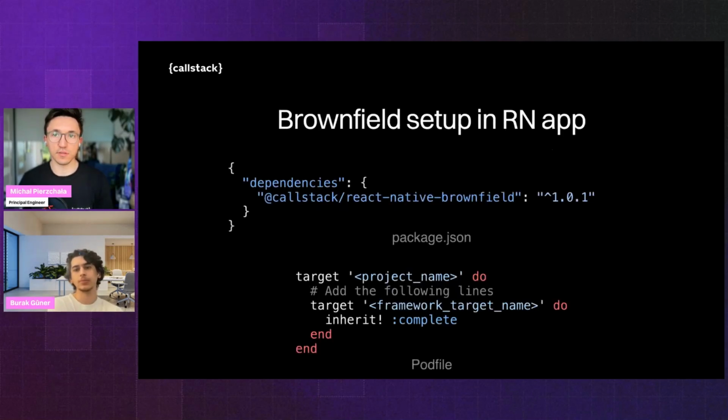So let us go through a small configuration of how you would set this up in your application. We've divided it into setting up your React Native application and your native applications. We'll start with the React Native application because this is the first step. You need to have something to import. First, we are adding the React Native Brownfield library from Callstack. I guess there's a step zero, which is to create a new React Native app from scratch.